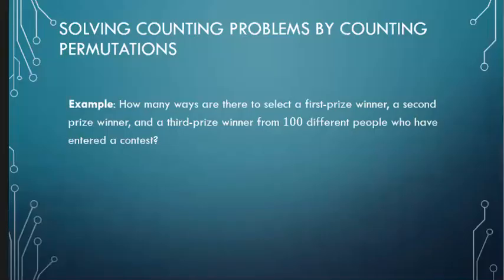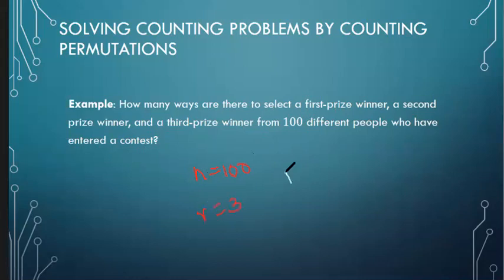So next is an example. How many ways are there to select a first prize winner, a second prize winner, and a third prize winner from 100 different people who have entered a contest? So how many people do we have? 100. So n is equal to 100. And how many prize winners are there? There are a total of 3 prize winners. That is, we are supposed to select 3 people. So r will be equal to 3.